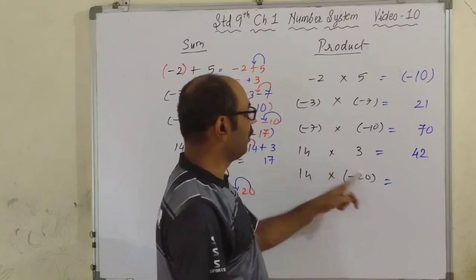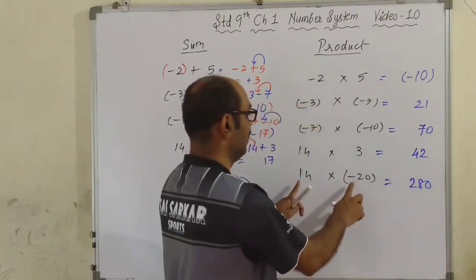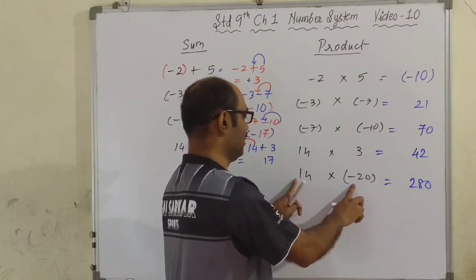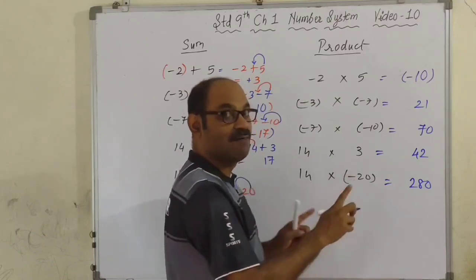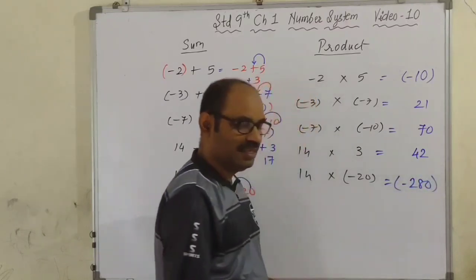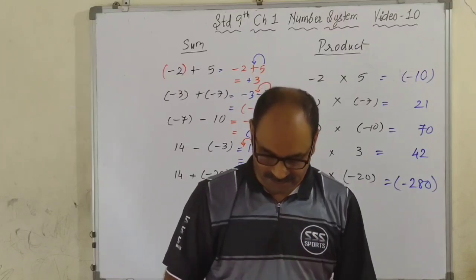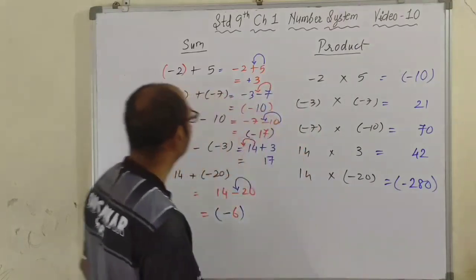Chaliye, next. Multiply. So, 14 twenties are 280. See their signs. Same or different? Different. This is plus, this is minus. Different. So, answer would be minus. So, minus 280. Is that clear to you? This is what we are going to see here. Okay? Please be careful.